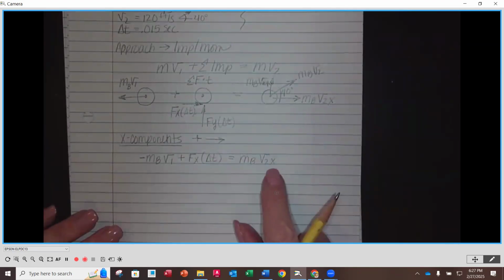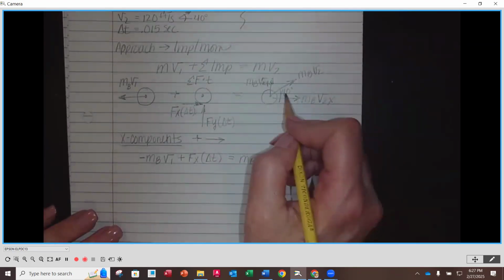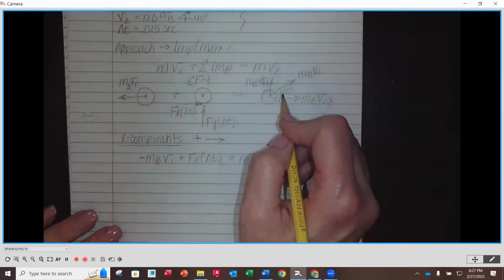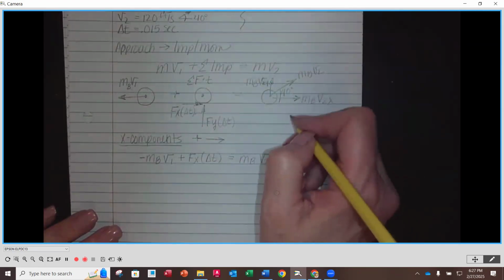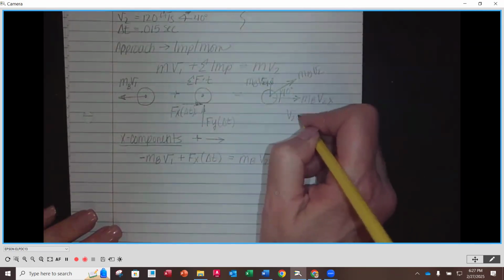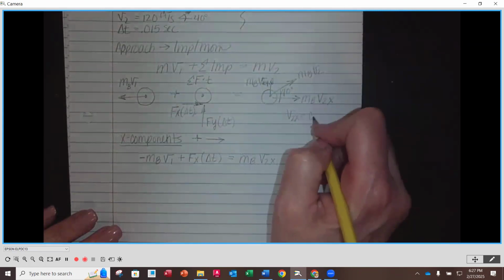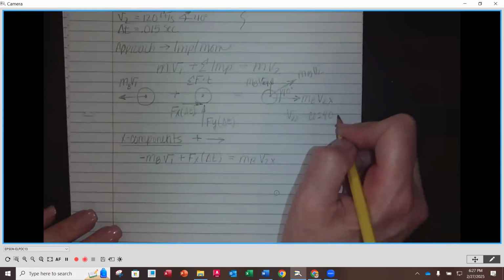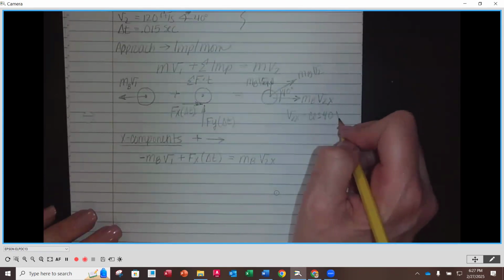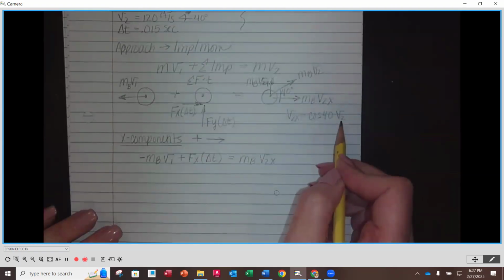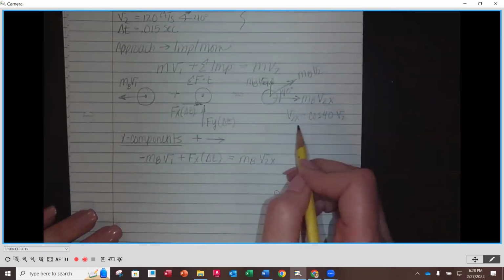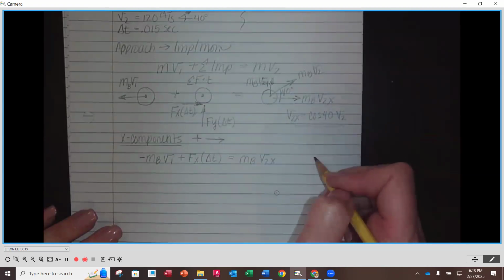Now, before we fill in down here, let's deal with that x component. We know that this is at a 40-degree angle. So you guys are statics experts. Our V2x is going to be equal to the cosine of 40 degrees times V2. And we know V2 to be 120. It's going to go down there.